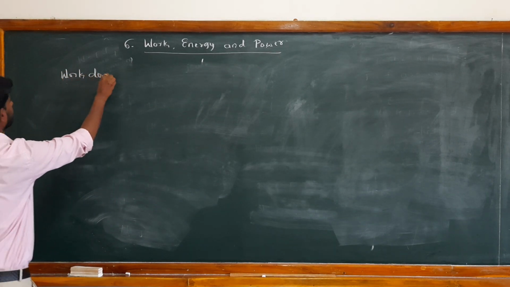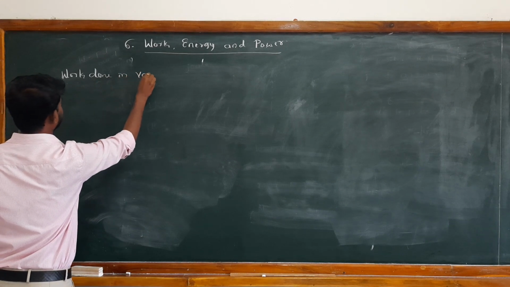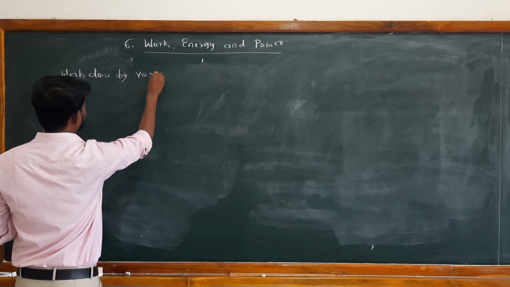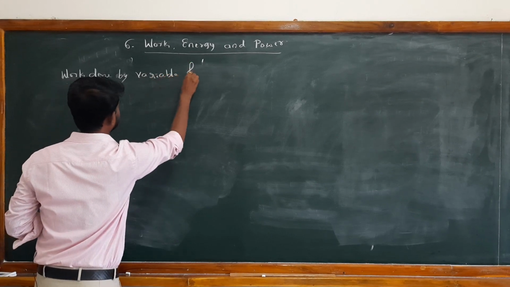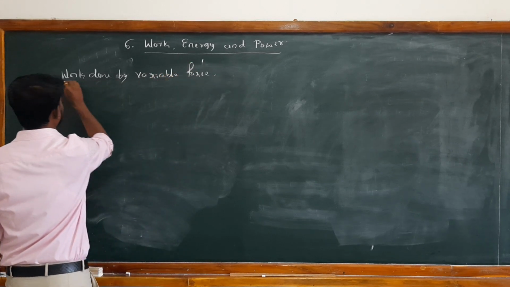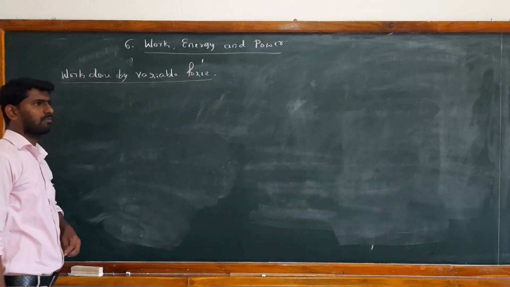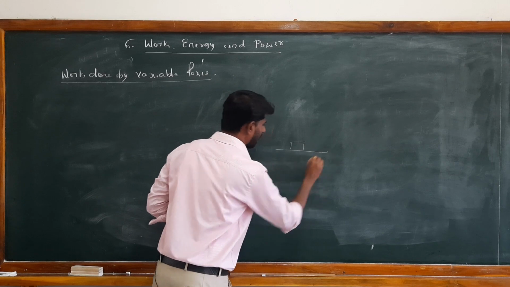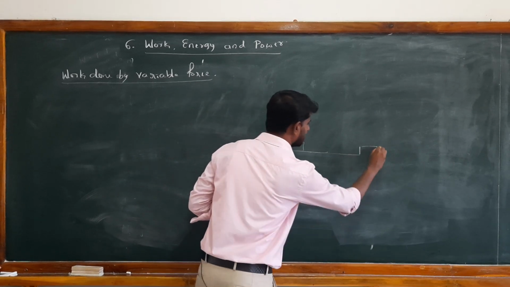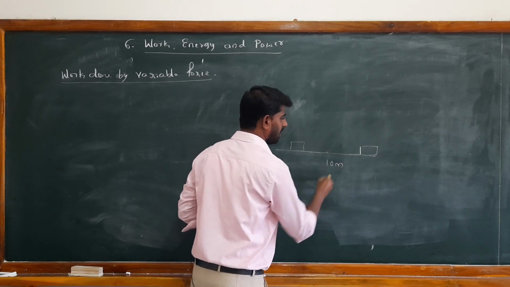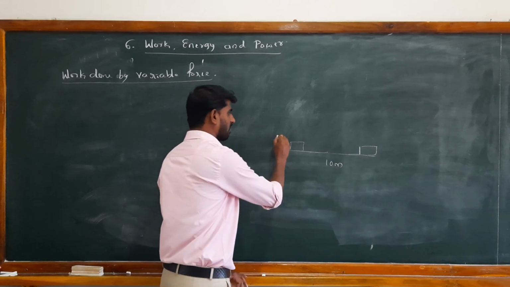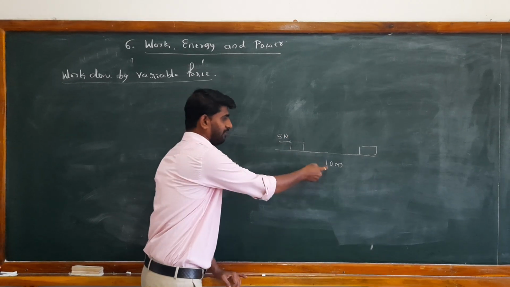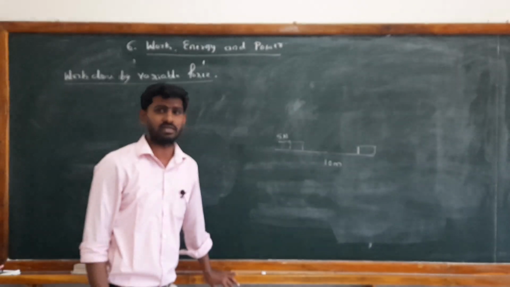How to get the work done by a variable force? See, here is a body and it is displaced for 10 meter. If there is a constant force like 5 Newton applied, then you can say there is 50 joule of work done, 10 into 5.